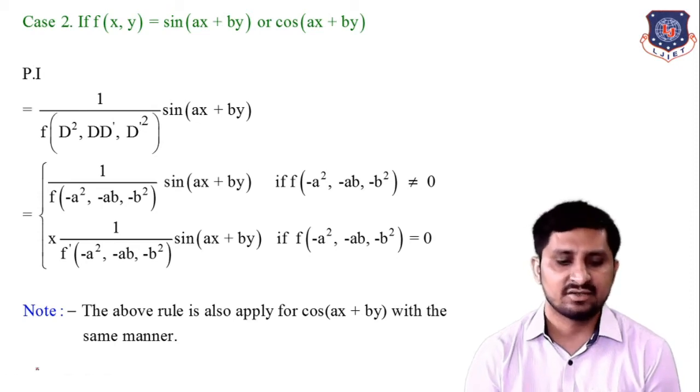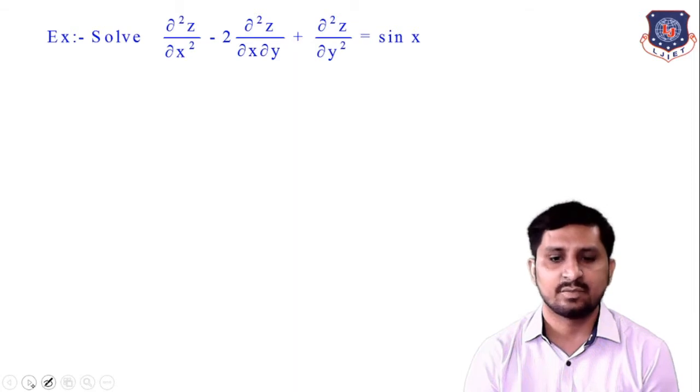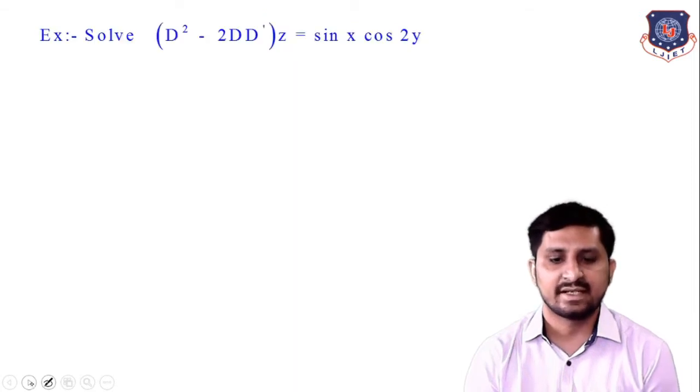We already solved two examples in the last lecture. This is our first example, if you remember, and this is our second example: D square minus 2 D dash z is equal to sin x cos 2y. Let's solve one more example.